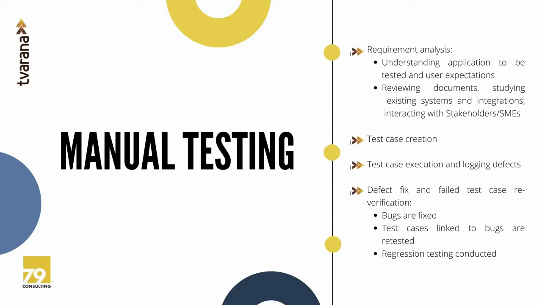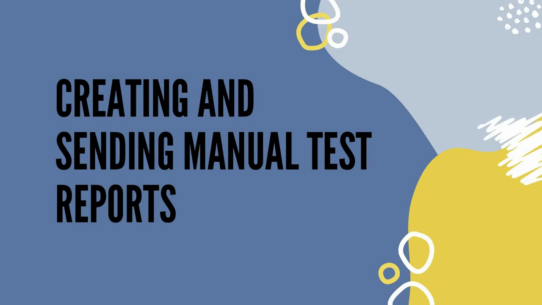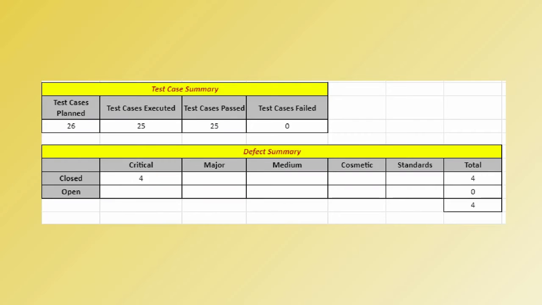Sure, we can. So once the test execution cycle is completed, the test results are shared with the relevant stakeholders along with any logged defects. Take a look at these slides. They show you a sample of a manual test report. The first slide consists of the test case summary, where we have the count of the test cases: the number of test cases planned, the number of test cases executed, and the number of test cases passed and failed.